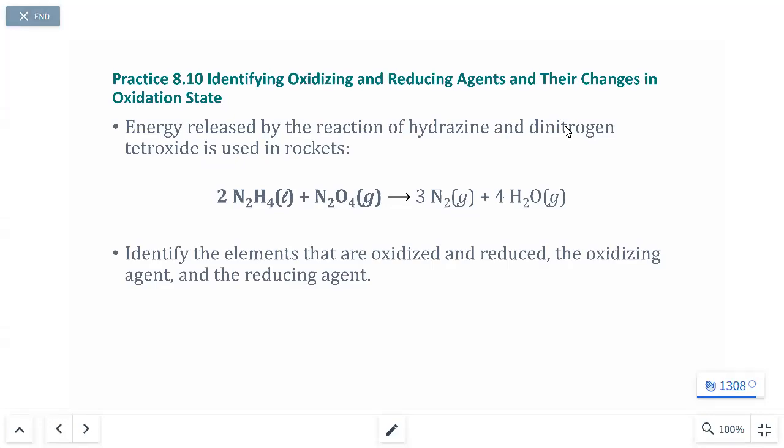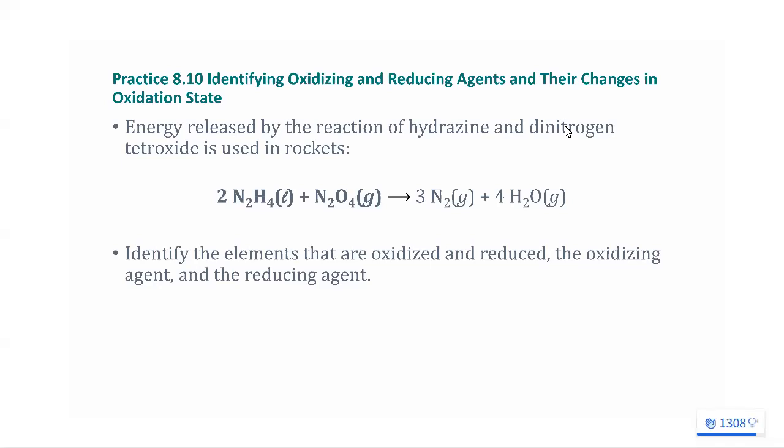All right, so let's start today by just doing a little bit more practice with redox and with identifying oxidation and reduction in chemical reactions. And then we'll transition to talking about solution concentrations and doing some chemical reactions in solutions, which is the last bit of chapter 8. So we start here with this reaction between hydrazine and dinitrogen tetroxide. This is the very reaction that takes place in outer space to propel the rockets when they're in space.